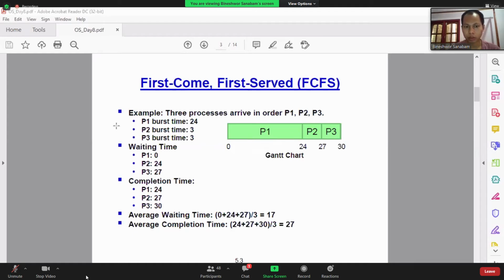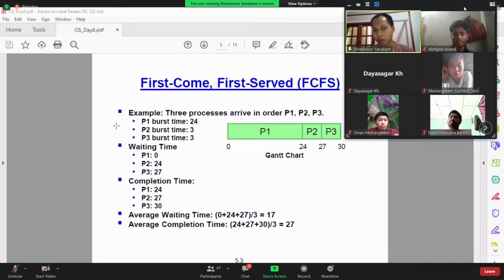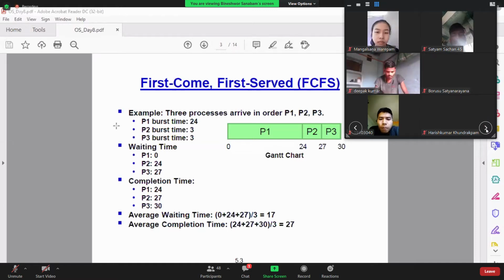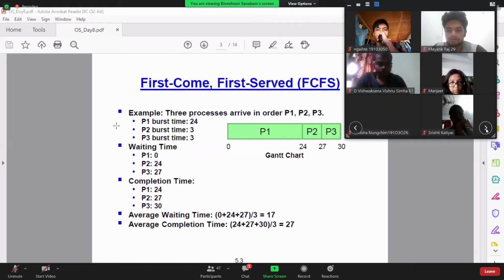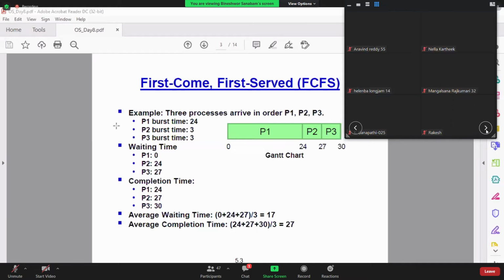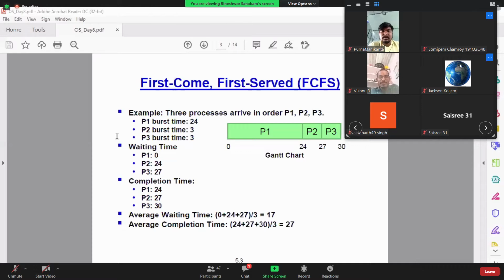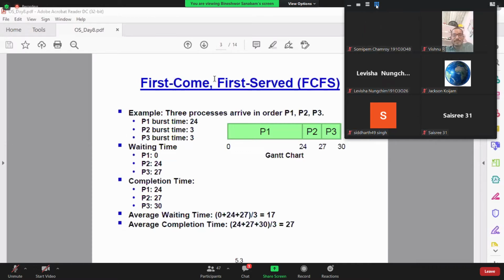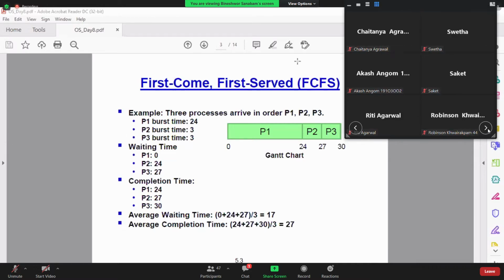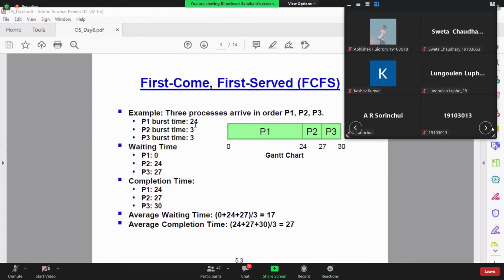So it means that the first process P1 requires 24 units of time to complete, the second process P2 requires 3 units of time, and the third also requires 3 units of time. In the exam, we are going to give the question in this format, then solve it by first come first serve or whatever scheduling algorithm. Once you have this, it is always easy to see it.